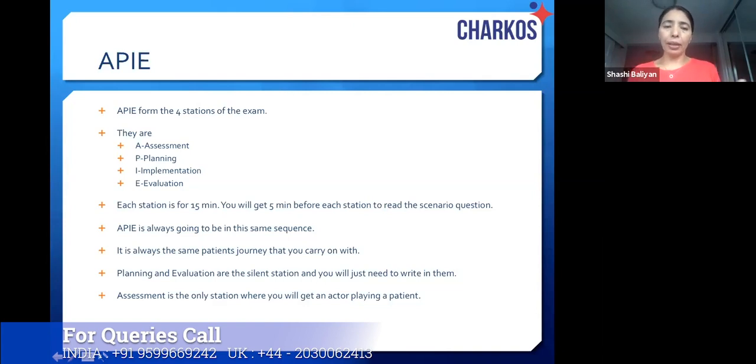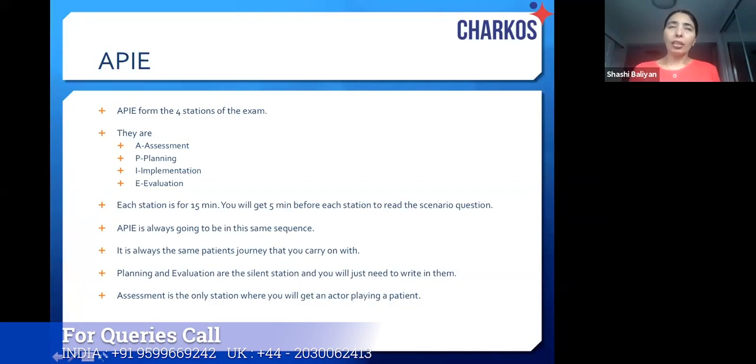Okay, so this can be a difference, but otherwise the patient is going to be the same. Now, planning and evaluation are silent stations. By silent station, I mean that it is only going to be you, a desk, and your pen and paper. Because there is nothing to discuss in the planning or evaluation, you will be given 15 minutes in which you have to write two planning activities, like the two major problems and what plan you have for the patient. And in evaluation, either you will need to write a discharge letter or a transfer letter.